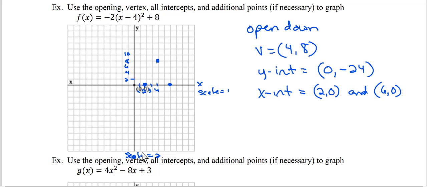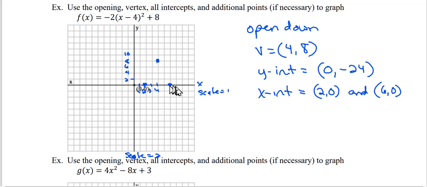If you are using ALEKS for your homework, which if you are my student, you are, and several other classes, that program will ask you to graph the vertex, and then it'll ask you to graph 2 points on either side of the vertex.